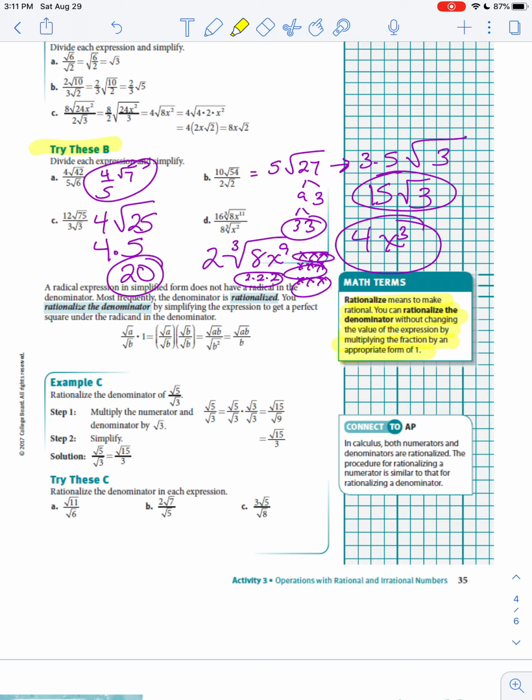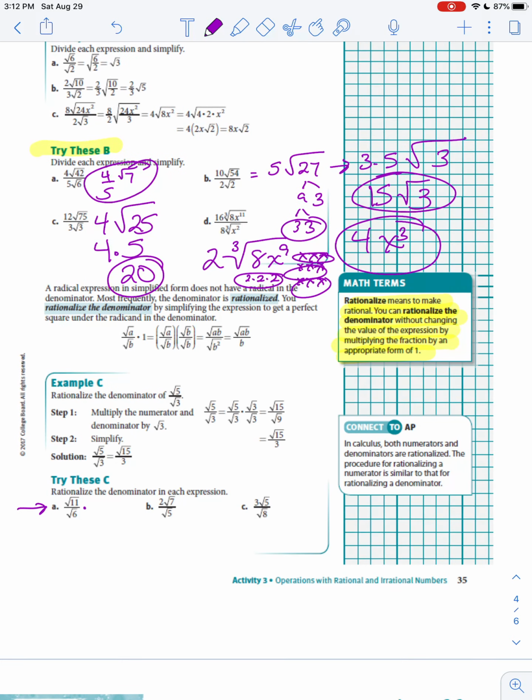You can rationalize the denominator without changing the value of the expression by multiplying the fraction by an appropriate form of 1. Okay, so I'm going to go right into an example. If you look at part A, you can see that we have square root of 11 divided by square root of 6. 11 does not divide by 6. Okay, so we can't get rid of the radical that way. So we need to multiply by an appropriate form of 1. Well, that appropriate form of 1 would be root 6 over root 6, because that's what's going to eliminate the radical when we multiply.